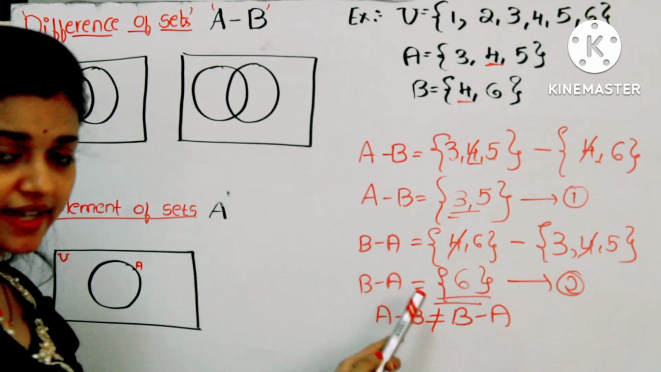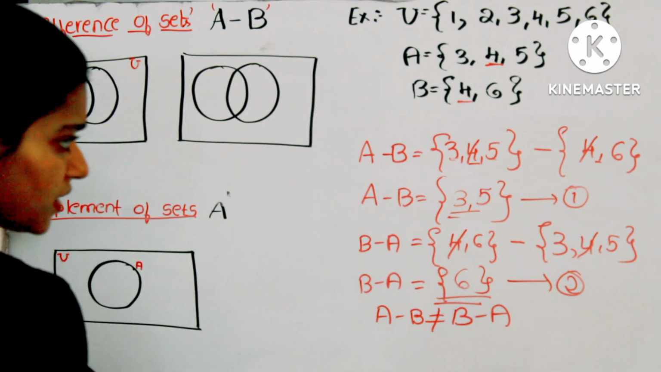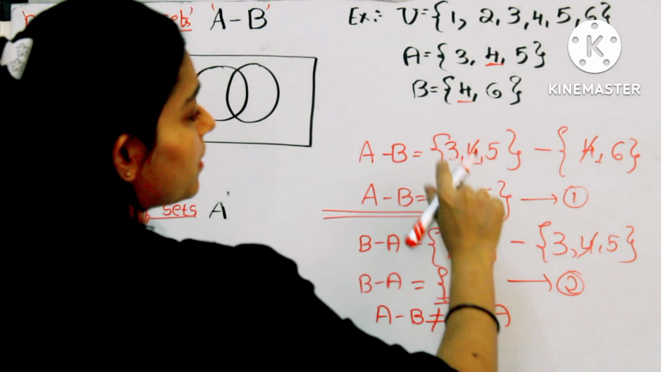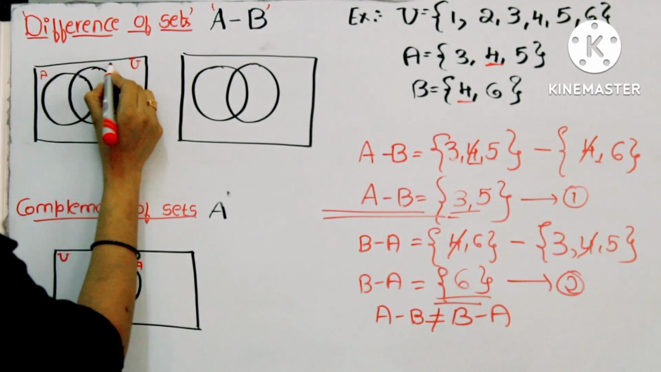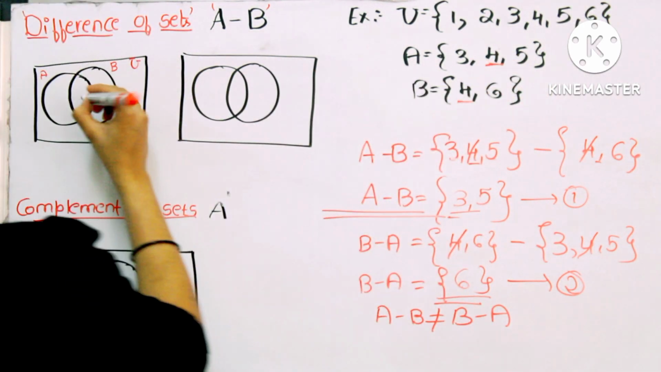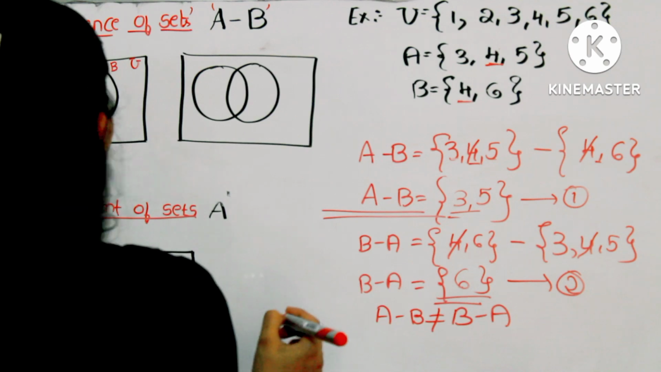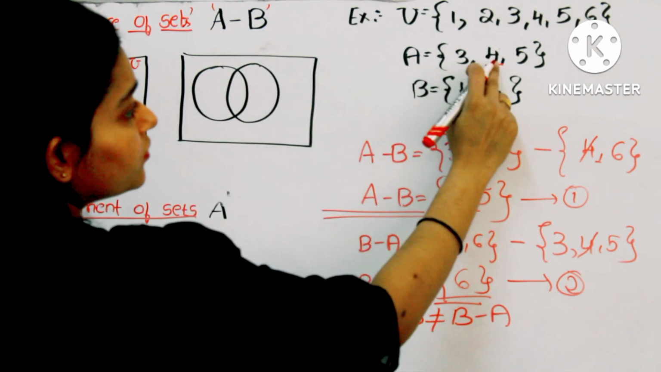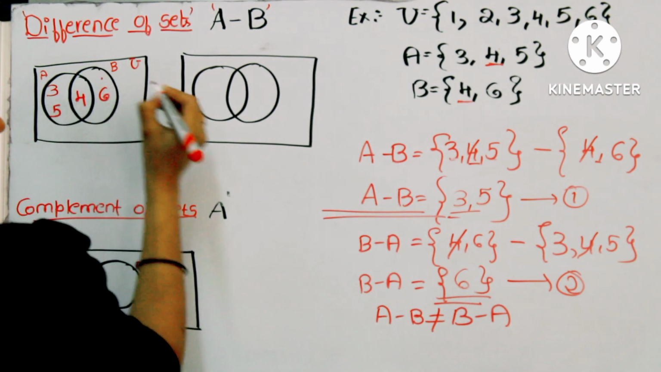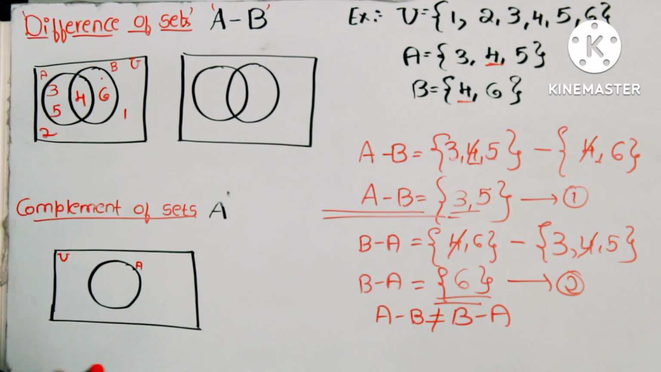Now how can you represent this in a Venn diagram? This rectangle is U. We will first represent A minus B. This is A and this is B. The intersection is 4, so you write 4 in the middle, because it is the intersecting point. Next, what is remaining after removing 4? There are 3 and 5 in A, and in B, 6 is remaining. And in U, the remaining are 1 and 2.